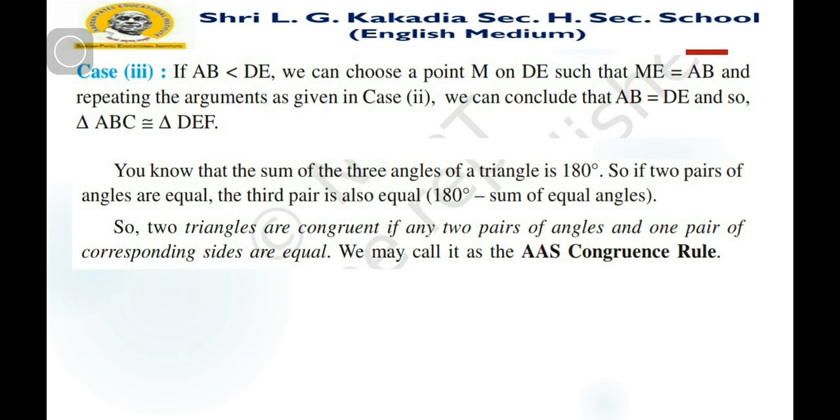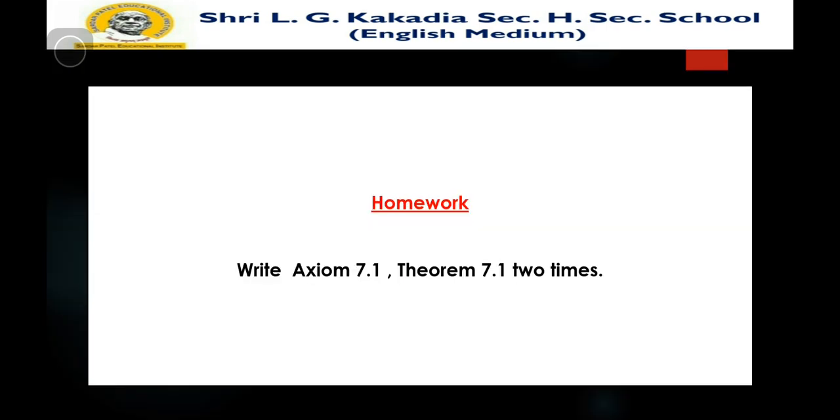We can also prove this. In this way, these are important axioms and theorems. You have to write these two times, axiom 7.1 and theorem 7.1. Write them two times and remember them. These are important properties of triangles.